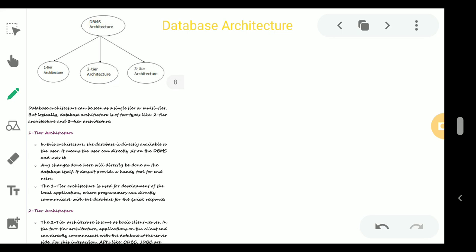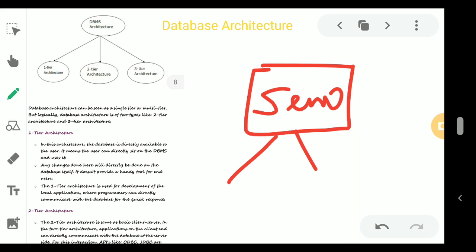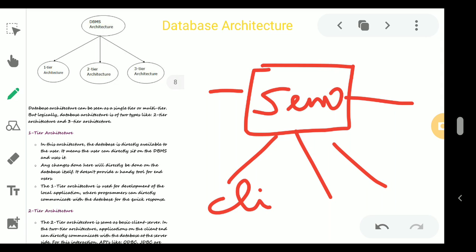So let's first talk about the tier 1 or first tier architecture. In this architecture, the database is directly available to the user. It means that there is one central database that is directly accessible by a single user. The user can directly sit on the DBMS, they don't need a request. A client-server system is something like this: there is a main server, and there are many other clients. The client needs to send a request to the server to get the information.